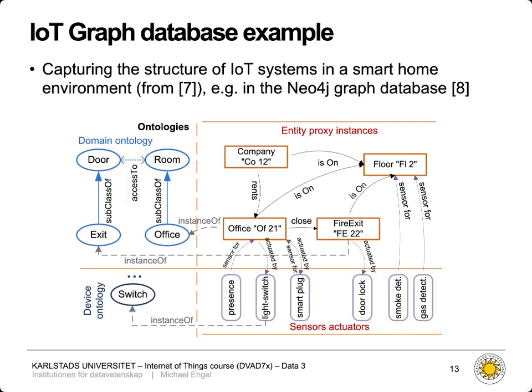So a company can have offices rented on different floors. So a company can be on a floor or on different floors. Offices are on floors. And of course, offices are related to companies. And then related to the offices, we might have some assigned fire exits here. And then assigned to the fire exits are some sensors and actuators, like smart plugs, like door locks, and so on. So this is just an example of a structure we might want to model in such an IoT graph database here. Of course, there's a number of additional examples, so please refer to the literature here for more information.